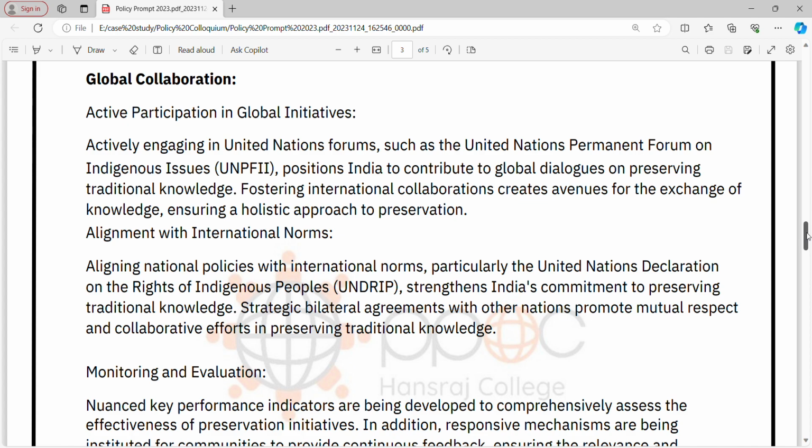Alignment with international norms. Aligning national policies with international norms, particularly the UN Declaration on the Rights of Indigenous People, strengthens India's commitments to preserving traditional knowledge. Strategic bilateral agreements with other nations promote mutual respect and collaborative efforts in preserving traditional knowledge.